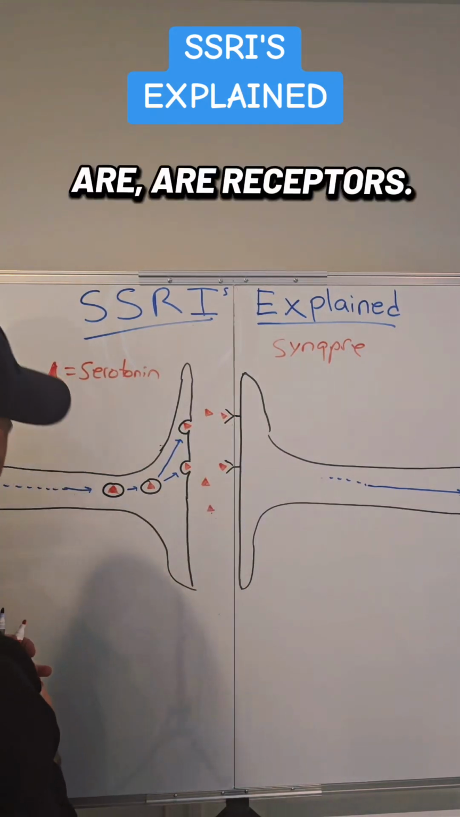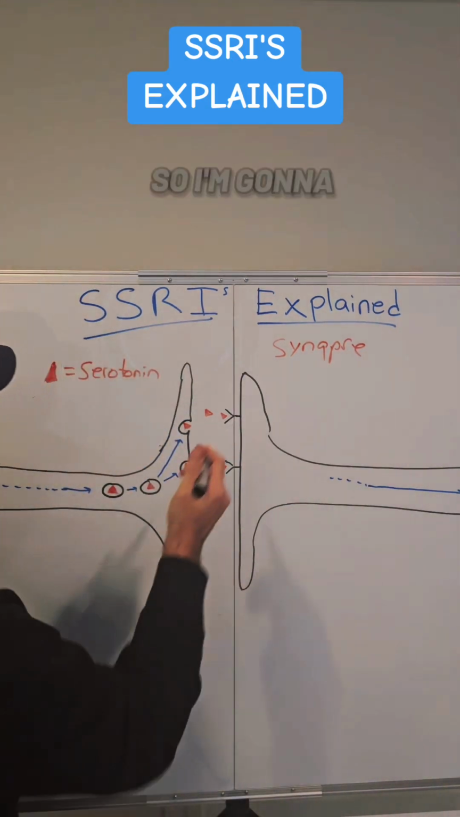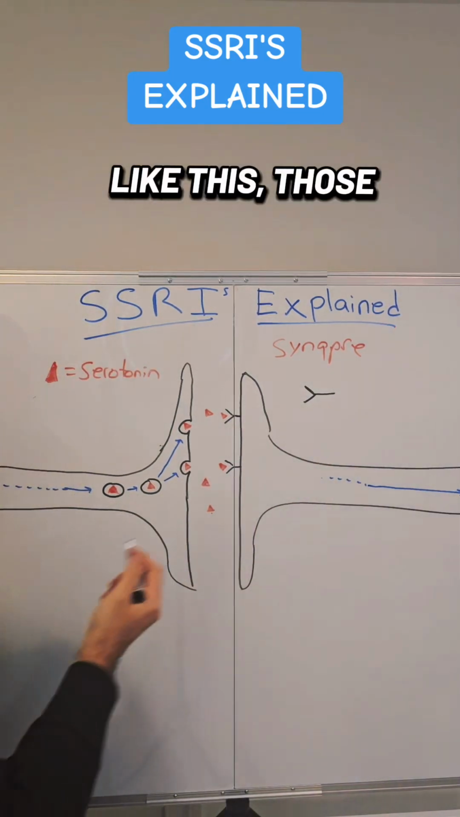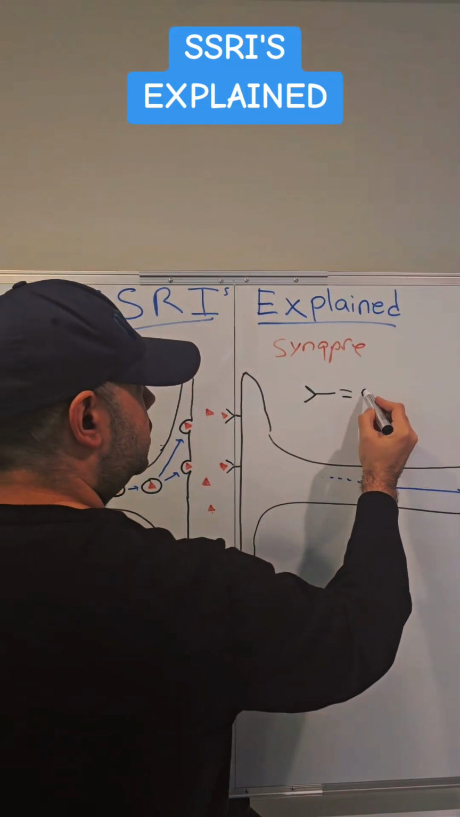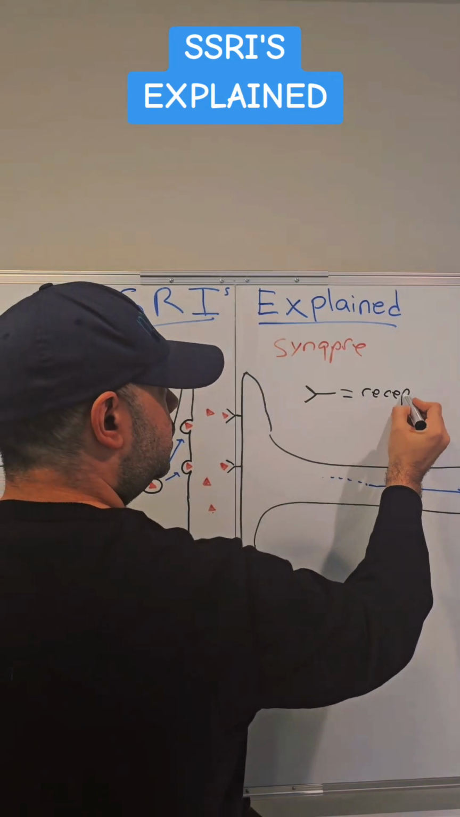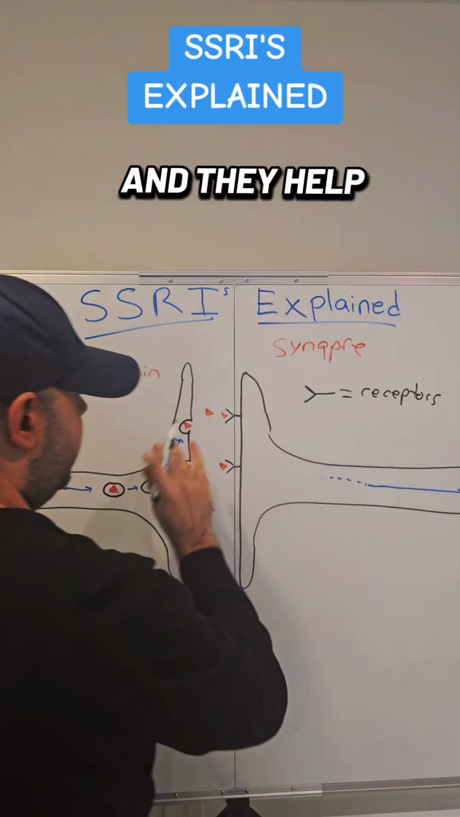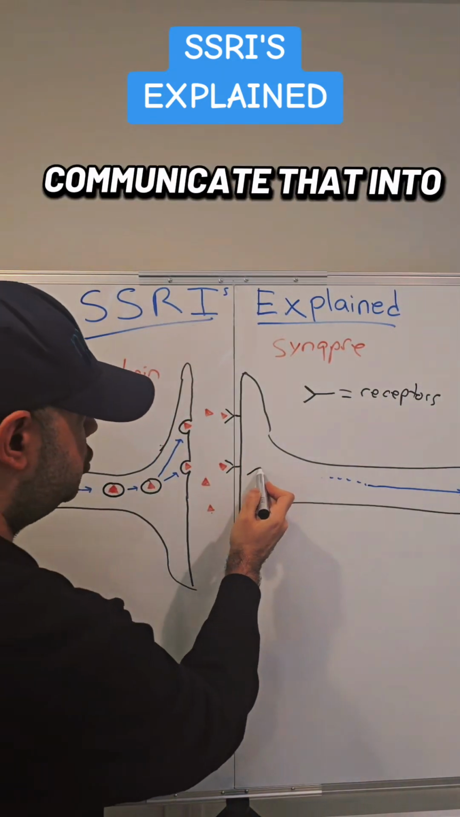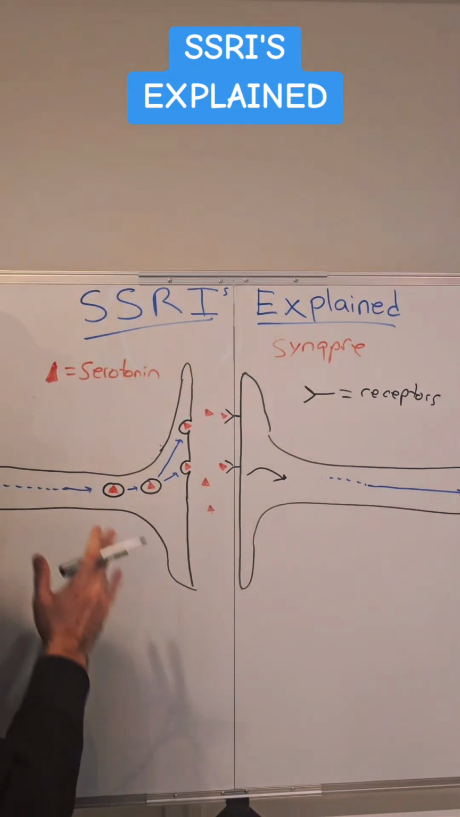What are receptors? I'm going to define that here for a moment. These little things that look like this, those are just receptors. They help take the serotonin, communicate that into the neuron, and then make it happen.